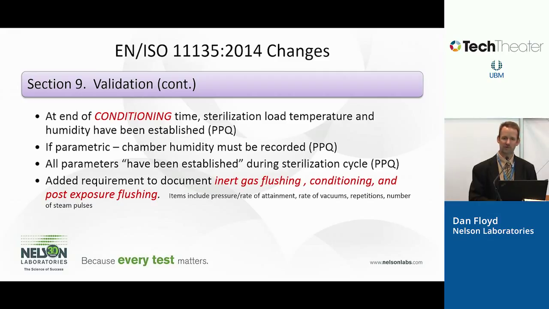They've added requirements to document inert gas flushing, conditioning, and post-exposure flushing. That's the vacuums that you do at the end of the process to remove the gas. Sometimes it takes 40 minutes or more to pull the vacuums in some of these big chambers. And as you still have some gas inside the product, you're going to still continue to kill the product. So this is considered a variable on your process as well, and you want to characterize that and have that be as consistent as possible from cycle to cycle, because that can add to the amount of kill that you can get.